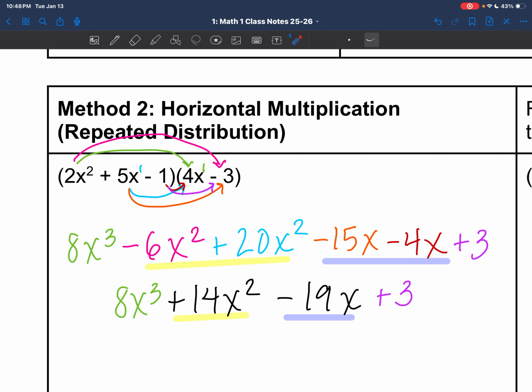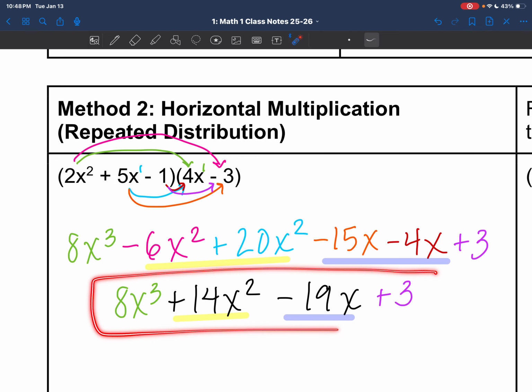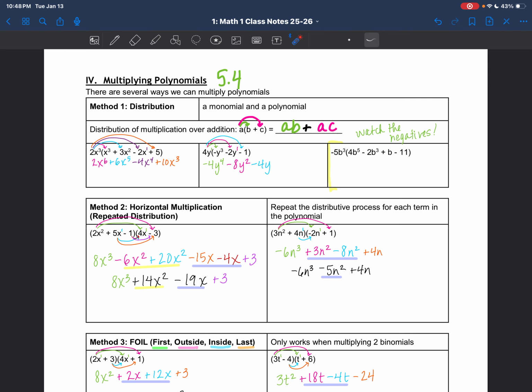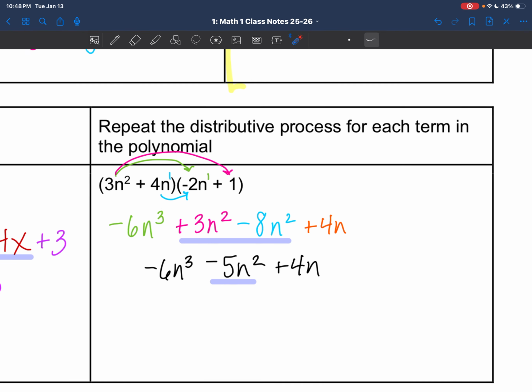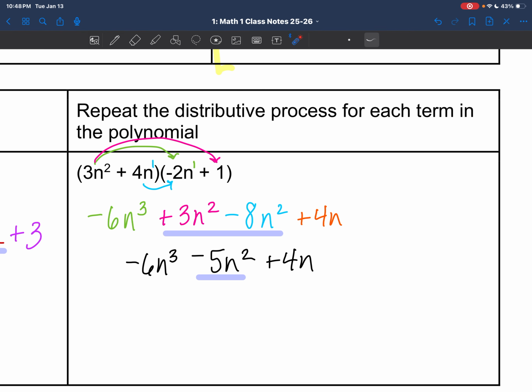So now let's go ahead and combine any like terms. I don't have any other x to the thirds. I do have 2 x squareds, which would give you 14x squared. I have 2 x's, which gives you negative 19x, and I don't have any other 3, so I can bring that down. So it's not too bad. You're just multiplying each term and going from there.